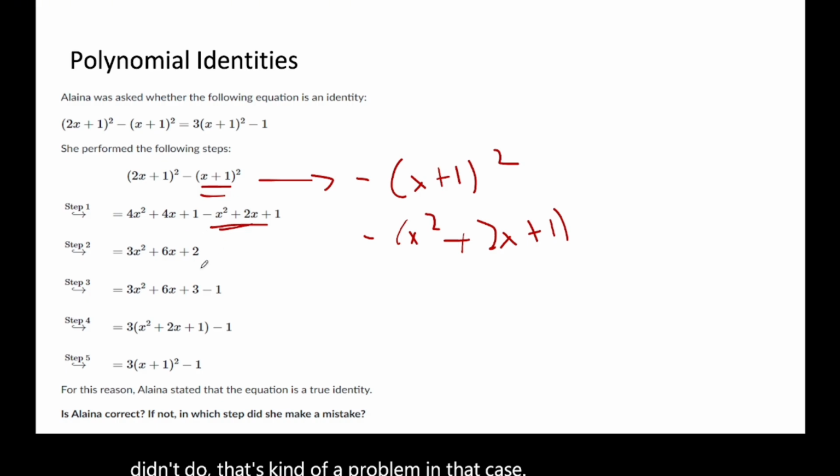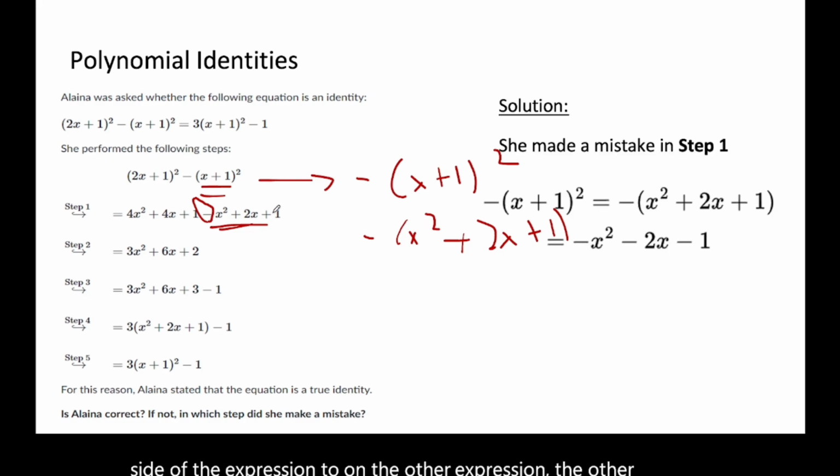And I think that's where the issue went wrong, because we can see here that you're adding everything right. Yeah, she's doing that correctly. The only problem is that she forgot to distribute this negative sign. You have to distribute the negative sign on the other expression to make sure they have a complete equation afterwards. That's what we're seeing here. So she made a mistake in step 1 for sure, because you have to distribute the negative as well, because that's part of the other expression.